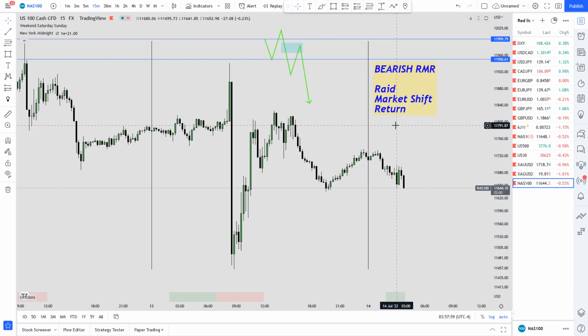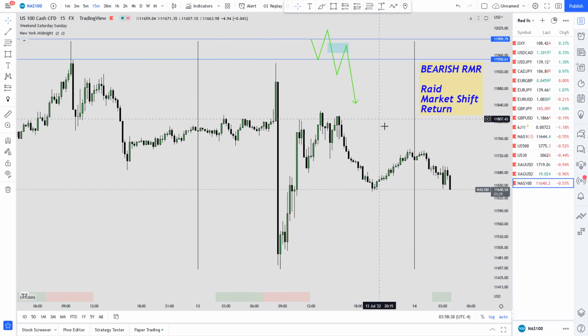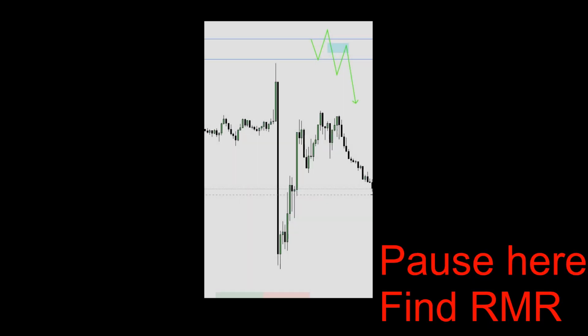It's the 14th of July, the Thursday, and on the Wednesday we have a bearish RMR pattern that has formed. Above I've got this little template of the bearish RMR, where we look for a raid, a market structure shift, and then the return within a specific area where we participate and ride the short. If we look at this price action that happened on Wednesday, feel free to pause the video, see if you can find where the RMR happened, and I'll outline it in just a moment.